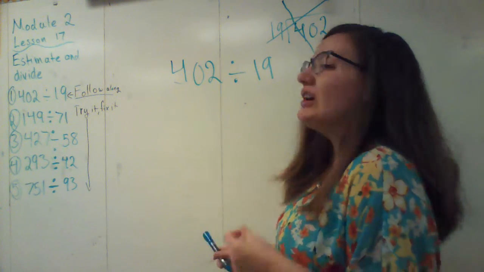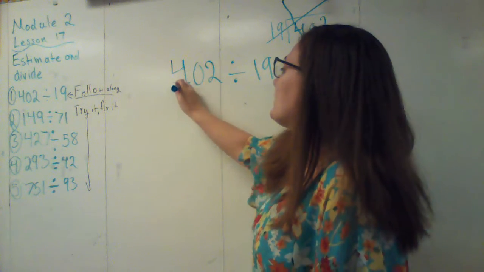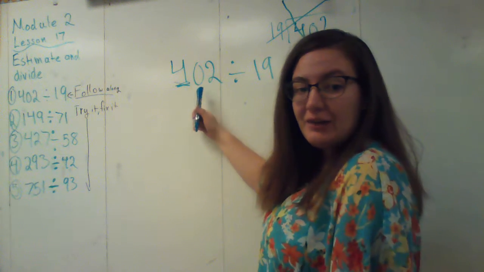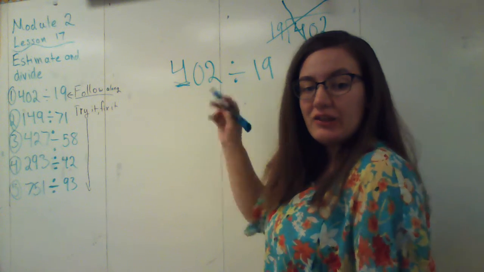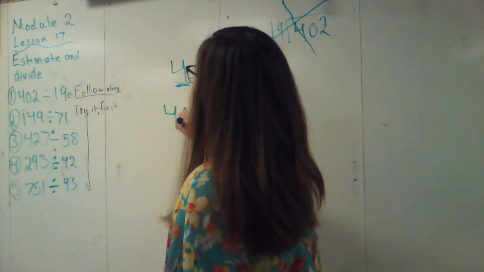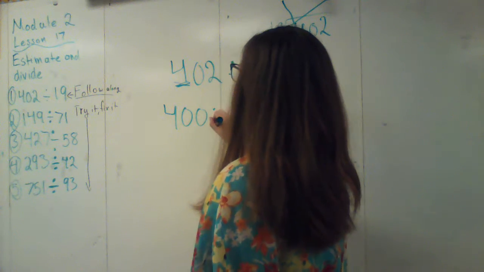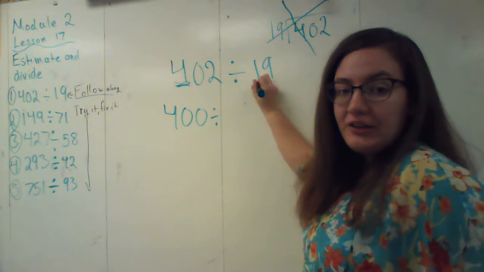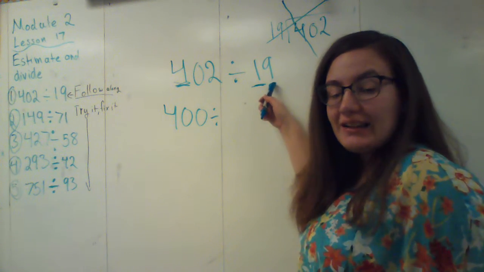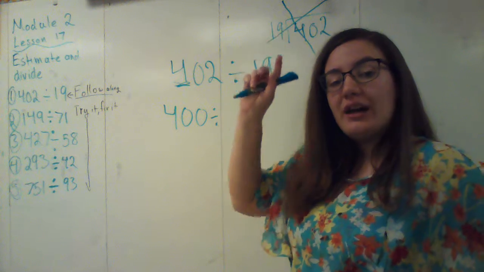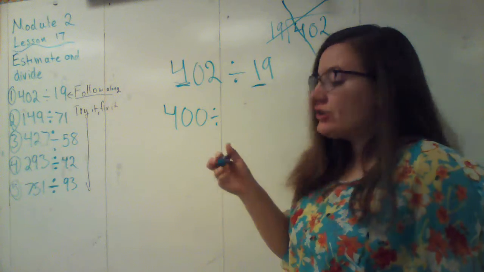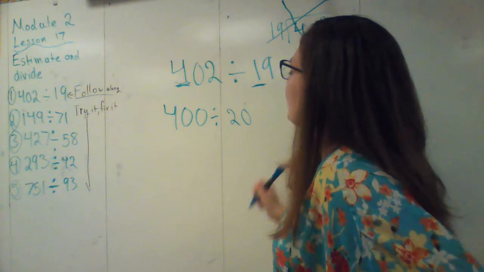So I have 402. I'm going to round that to its largest place value, which is 400. And then I'm going to take a look at the next place value. It is a 0, so it's going to stay at that place value. It's going to round down to 400. So I'm going to have 400 divided by, now 19. I'm going to underline its largest place value. So that is 10. I look at the next place value, it is a 9. So this is going to round up. So 10 plus another 10 is 20. So it's rounding up to 20. So I do 400 divided by 20.